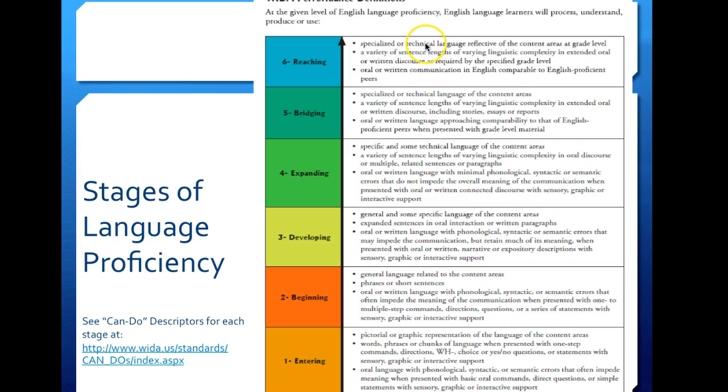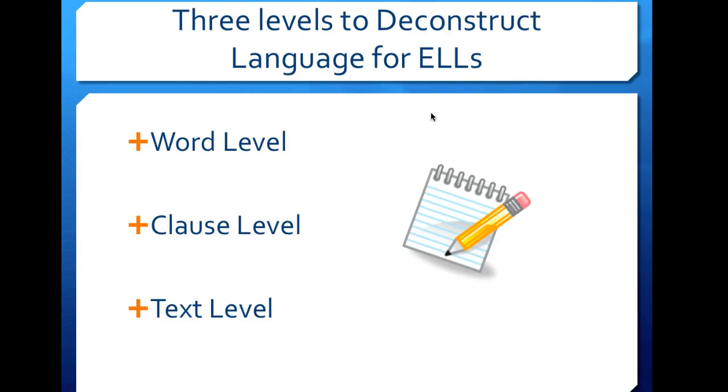Social language, academic language. And many of the kids fall in levels 3 and 4, just because that seems to be where they stop. And then they need to be pushed on in order to get to the higher levels of language. This is just a really short version of language proficiency. So there are 3 levels to deconstruct language: word level, clause, and text, and I'm not going to spend a lot of time on any of these.